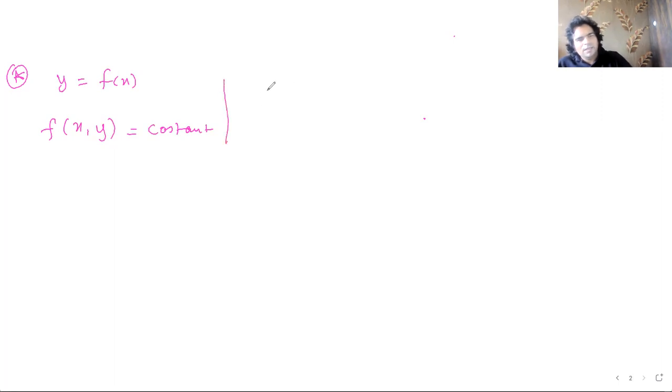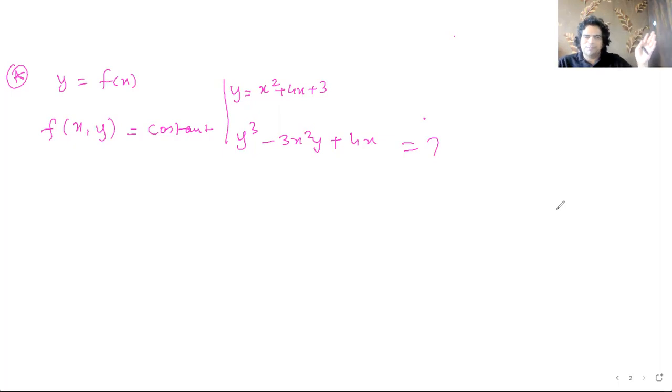Like for example, if I have, let's say, y equals x squared plus 4x plus 3, this was an explicit function. But if I have something like this, y cubed minus 3x squared y plus 4x equals 7 or equals 0, whatever it is, then it is referred to as an implicit function. You can see x and y are together. Now here the strategy that you differentiate is not much different, but it is important that you take care of certain points that I'm telling you.